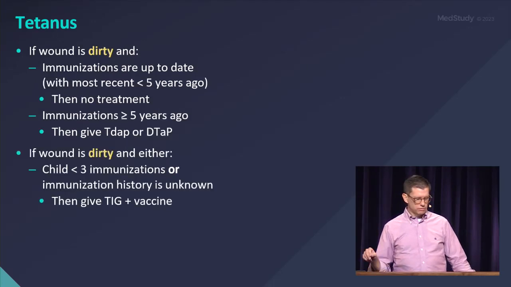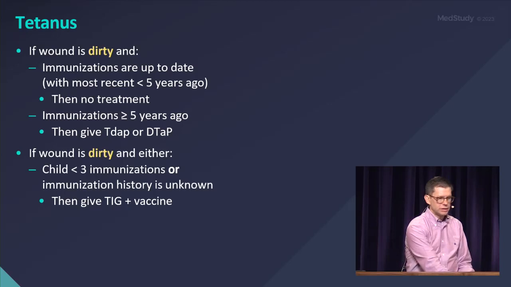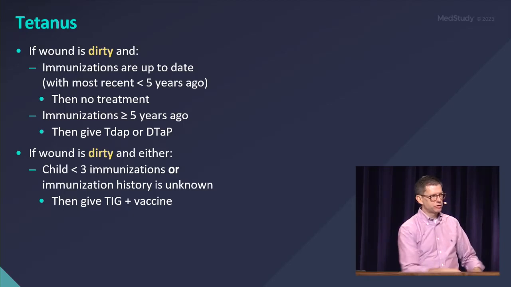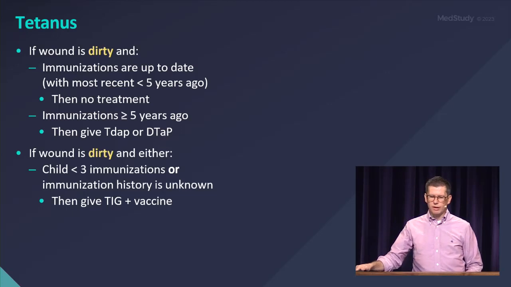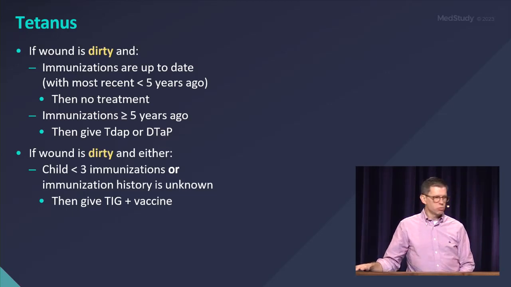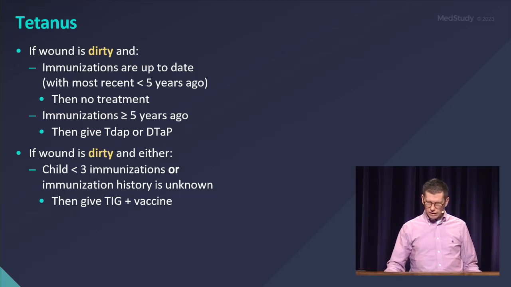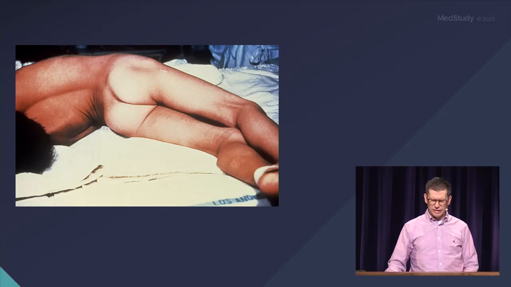If the wound is dirty, but their immunizations are up to date, and it's been less than 5 years since their last tetanus vaccine, then you give no treatment. If it's been at least 5 years, then you give Tdap or DTaP depending on their age. Remember, Tdap is 7 and up. If the wound is dirty and either they've had less than 3 vaccines or you have no way of knowing how many tetanus vaccines they've had, then you give the appropriate vaccine, DTaP or Tdap, depending on their age, and immune globulin. That's the only time you give immune globulin. The things that we can see with tetanus include epistaxis, which fortunately we don't see very much anymore.